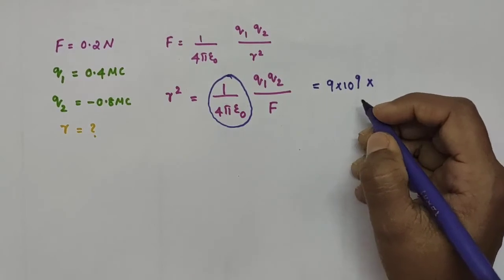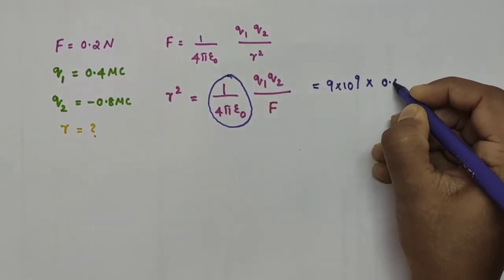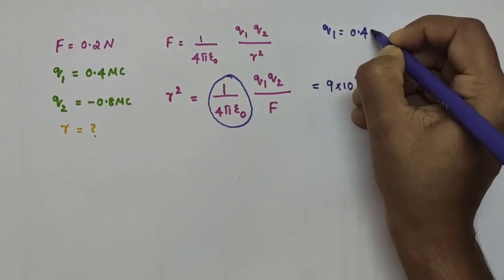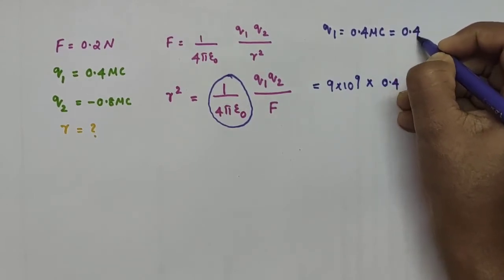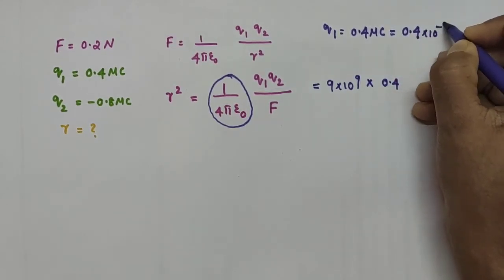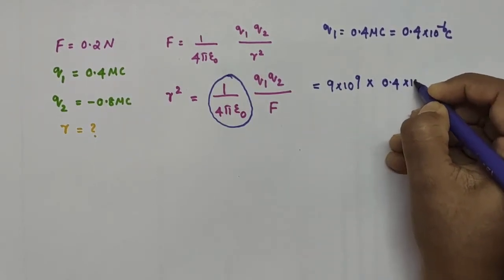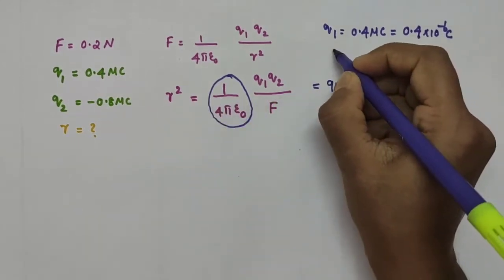So we can write the product as Q1 into Q2. Now, Q1 is equal to 0.4 microcoulomb. Microcoulomb means 10 raised to minus 6 coulomb, so 0.4 into 10 raised to minus 6 coulomb. So 0.4 into 10 raised to minus 6 into Q2. What is Q2?